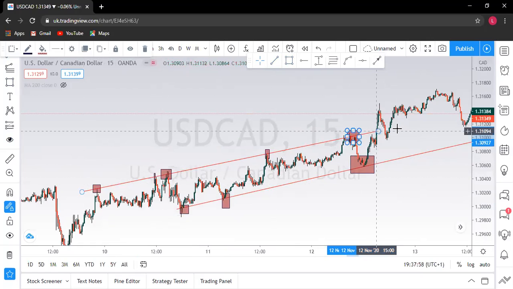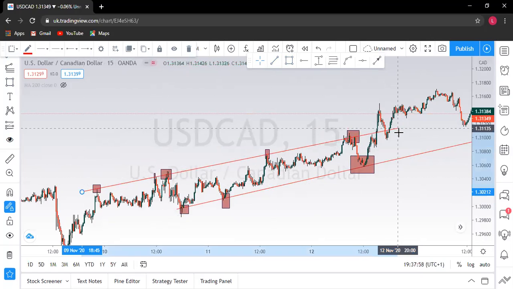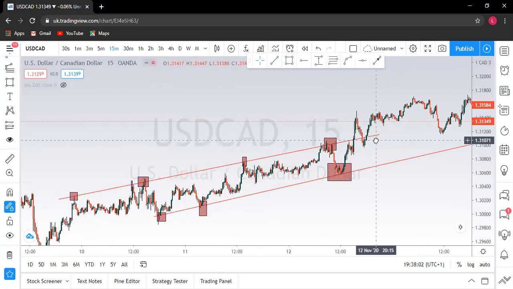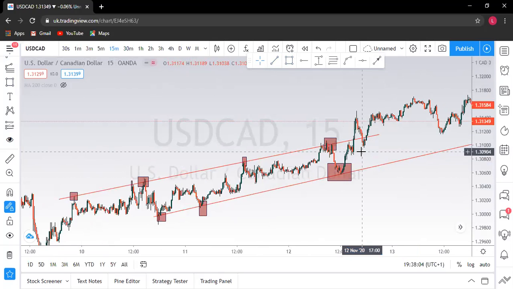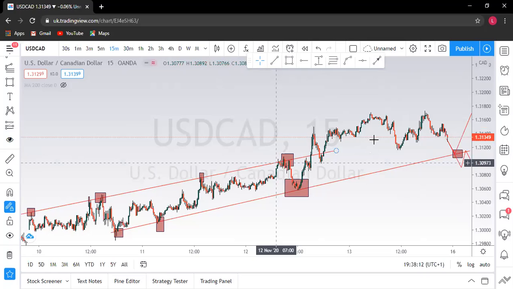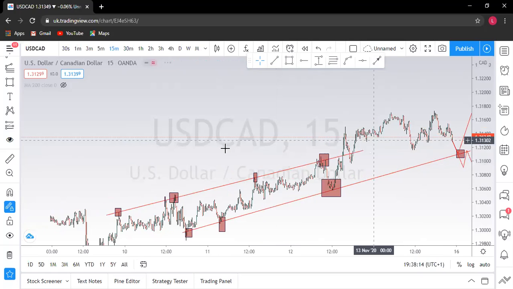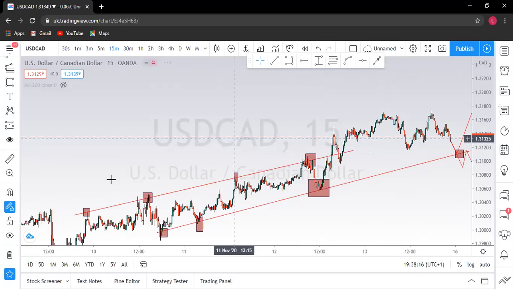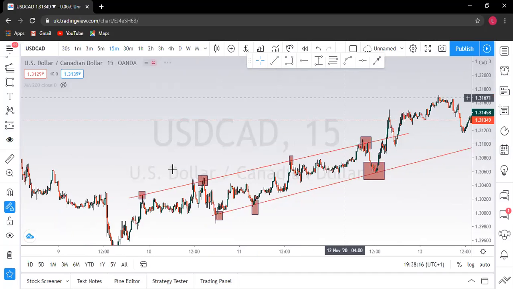Market broke it. See when market broke it. See what happened. Market actually came back for a retest. Market came back for a retest and what? Started pushing up. Can you see? Market started pushing up. So you would have made a few bucks like that with that trade. So let's look for more examples.